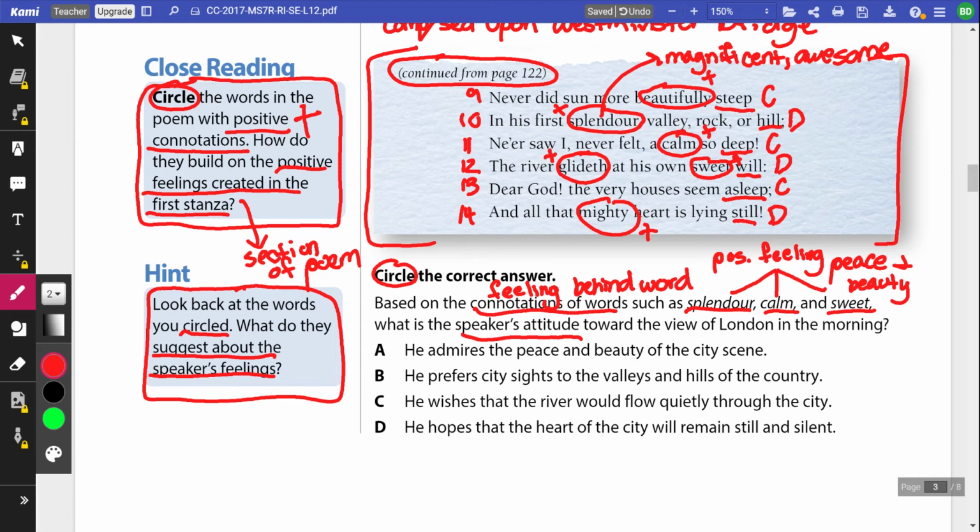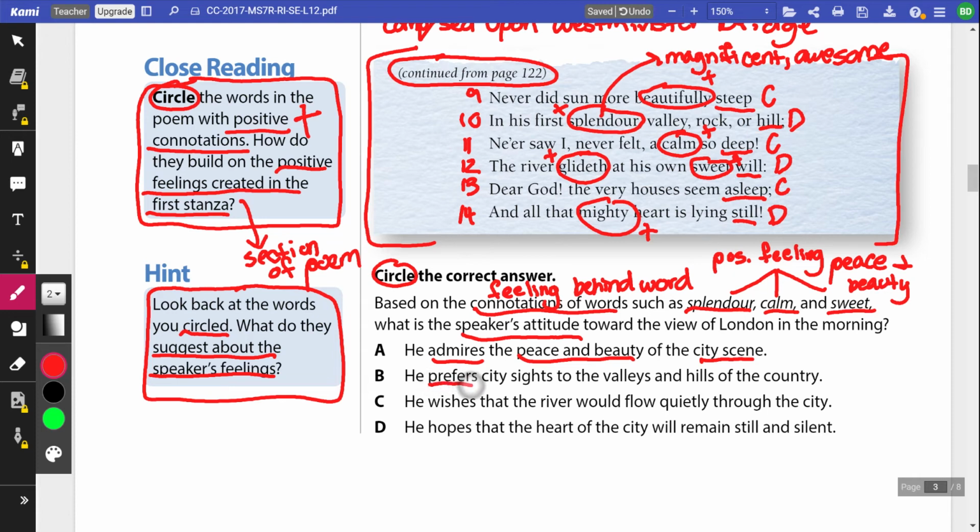So let's go ahead and start looking at our answer choices. Let's look at answer choice A first. He admires the peace and beauty of the city scene. So, do we think he admires it? Definitely, possibly, right? So A seems like a good answer choice, but we can't automatically assume anything, because we need to look at our other three first. So, let's move on to answer choice B.